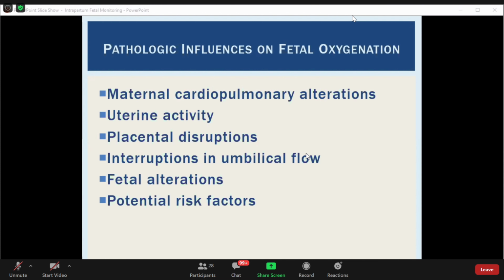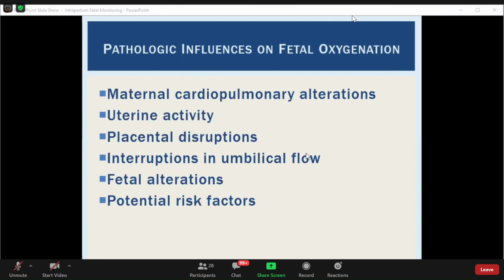If the mom is prolonged in a position of supine hypotension, less oxygen to her means less oxygen to the fetus. Anything that impairs perfusion to the placenta impairs fetal oxygenation.